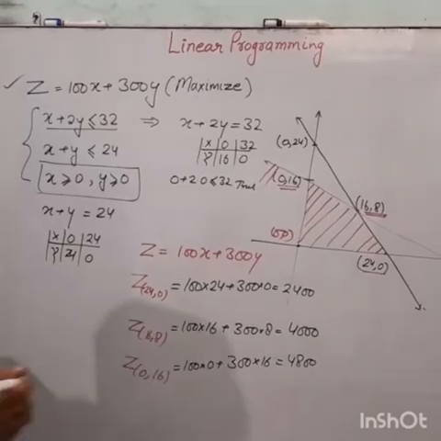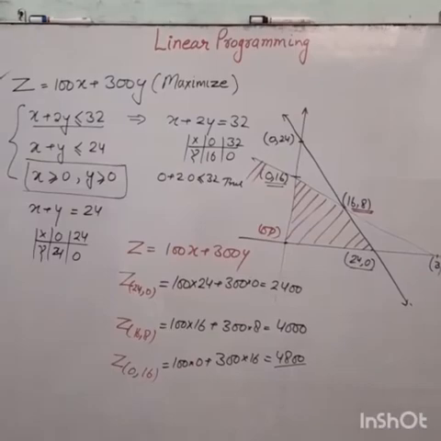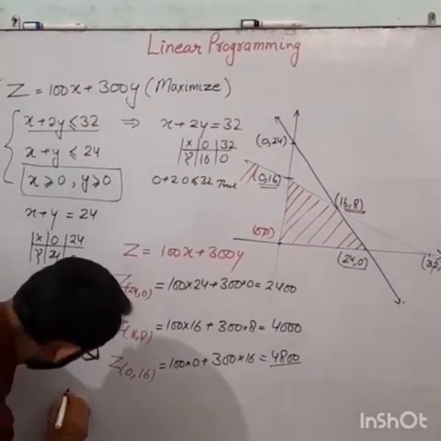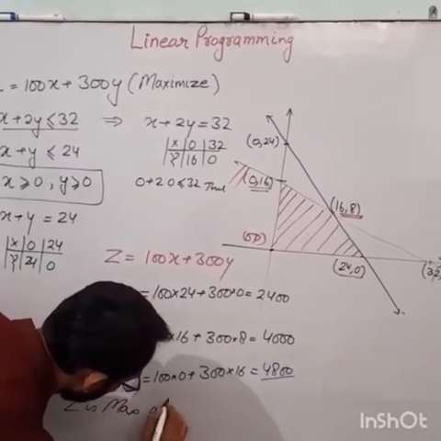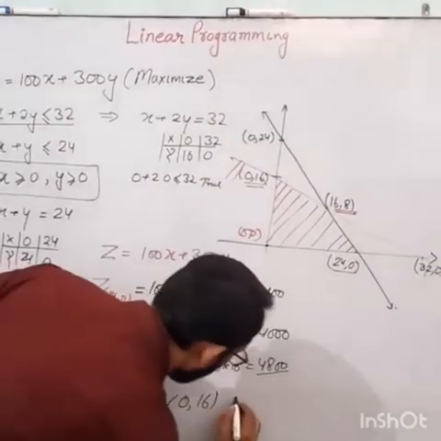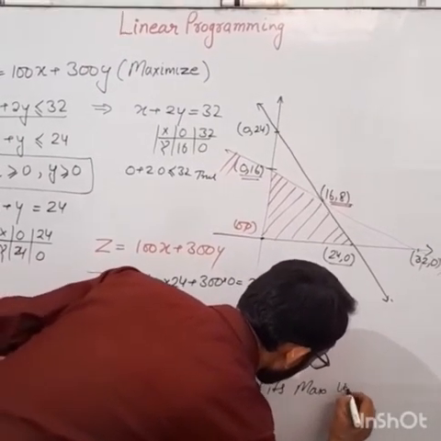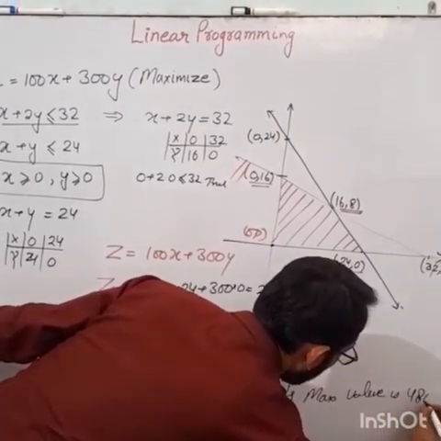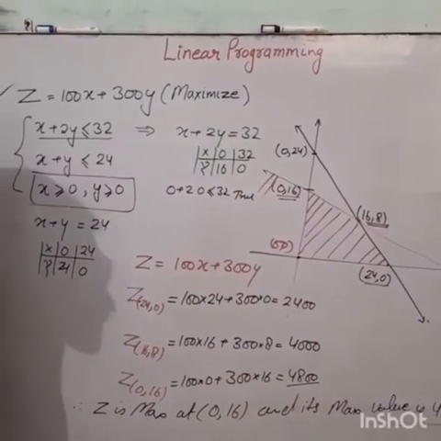So we are finding the maximum value of the function, as we need to maximize it. Therefore, z is maximum at 0, 16 and its maximum value is 4800. Answer. So like this way we will simplify the linear programming problems.